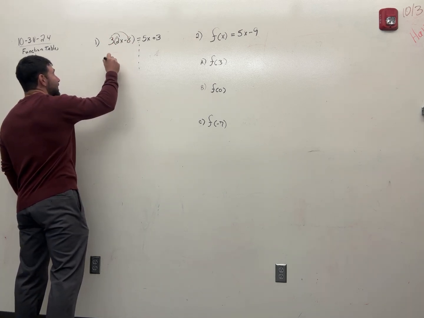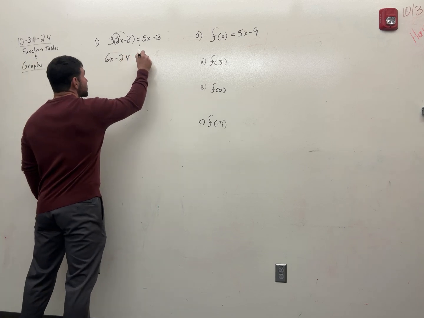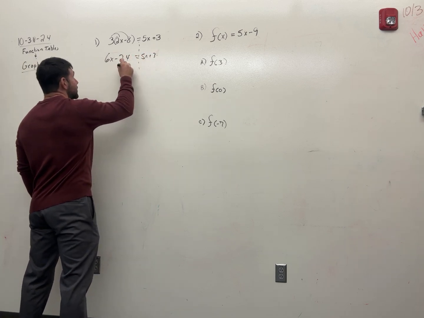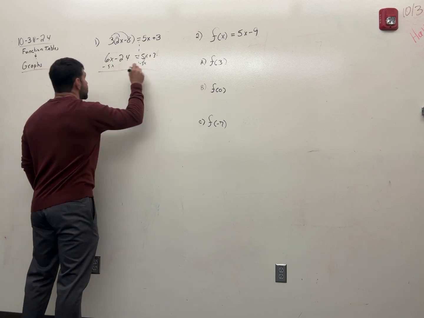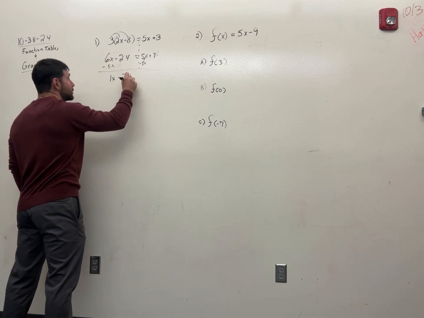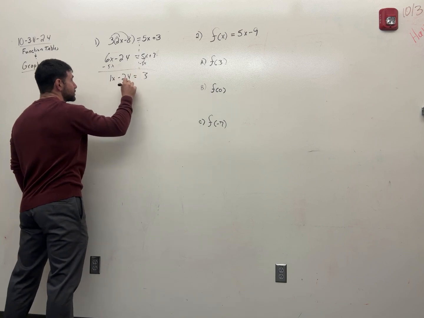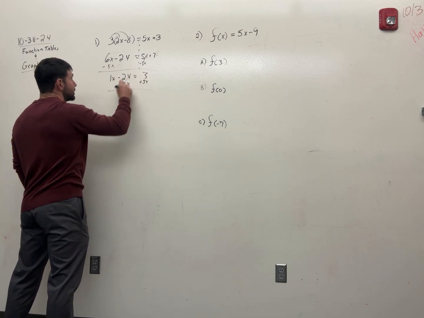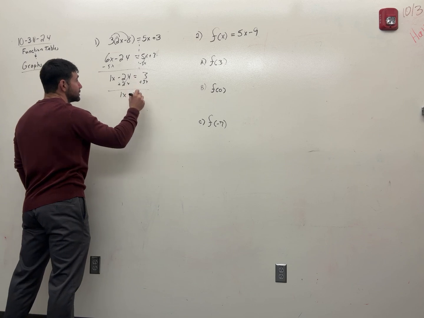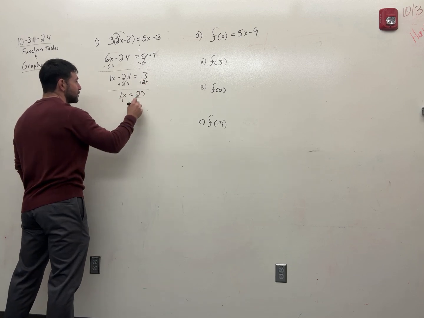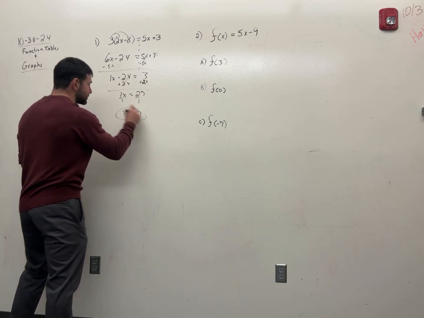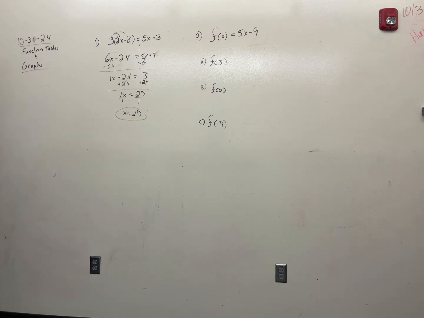So we distribute. That gives me 6x minus 24 equals 5x plus 3. Subtract 5x from both sides. That leaves me 1x minus 24 equals 3. Add 24. That gives me 1x equals 27. Thank you, I couldn't read that number. That's a 24. That makes more sense. Divide by 1. X equals 27. Questions? Okay. So let's start our review.